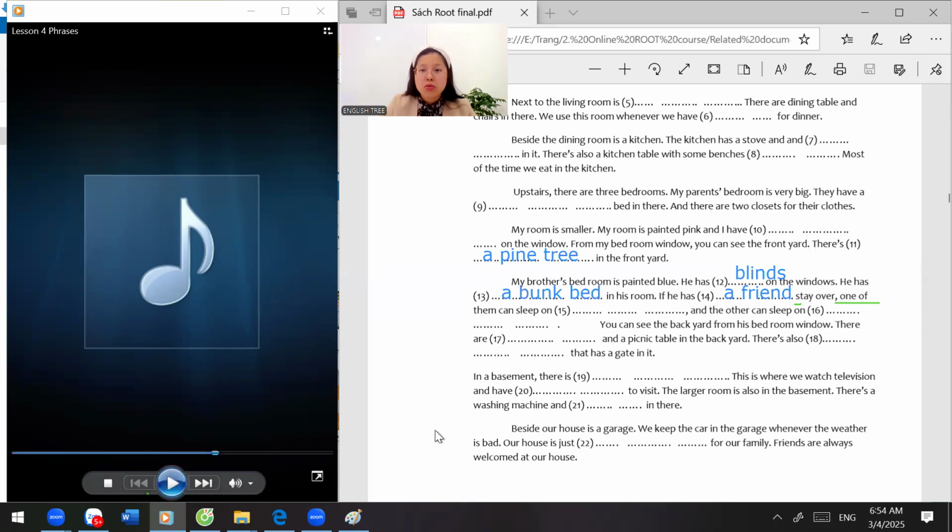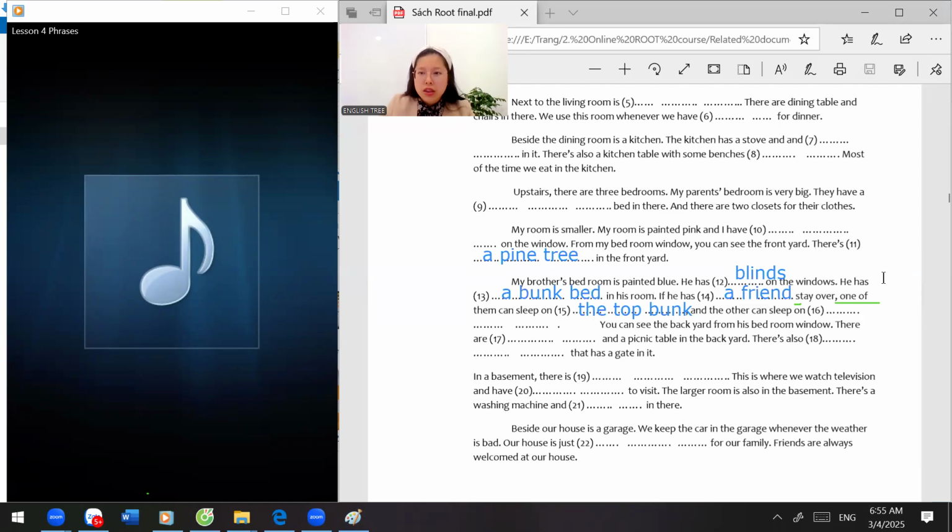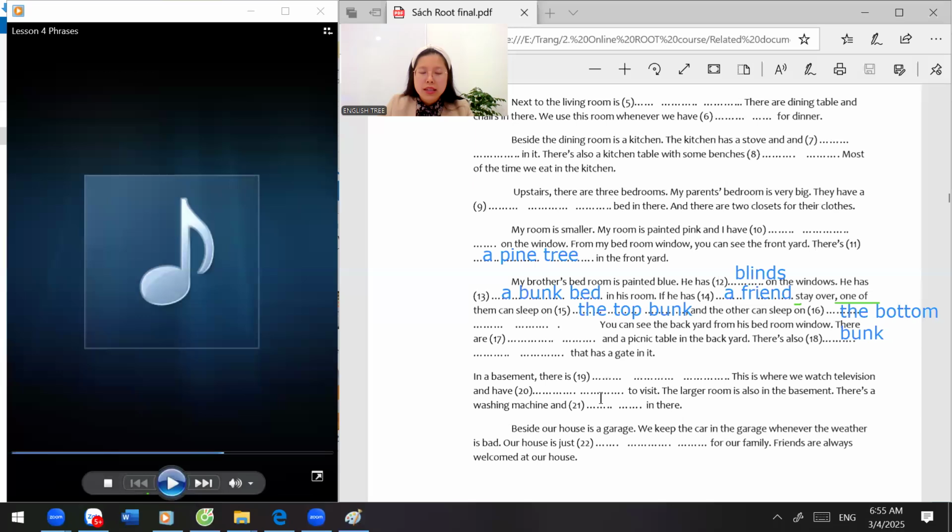So them refers to the brother and the friend. So one of them, maybe the brother, sleeps on the top bunk, and the friend sleeps on the bottom bunk. Sleep on the top bunk, and the other can sleep on the bottom bunk. Exactly. So now why do we have to say the? Because the bed is definite, xác định already. So then the top bunk and the bottom bunk is also definite because the bed is mentioned before.